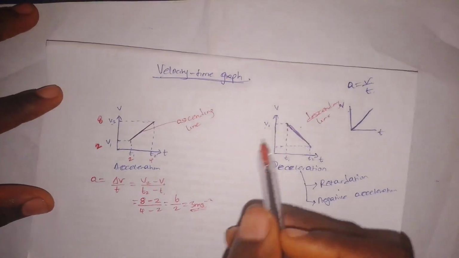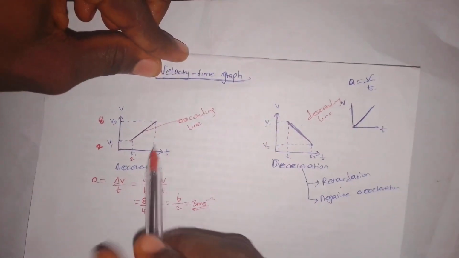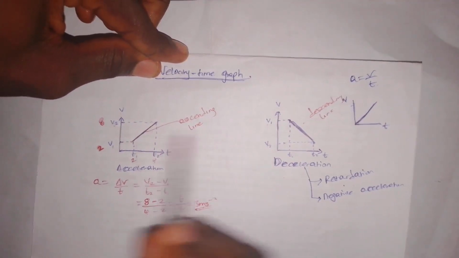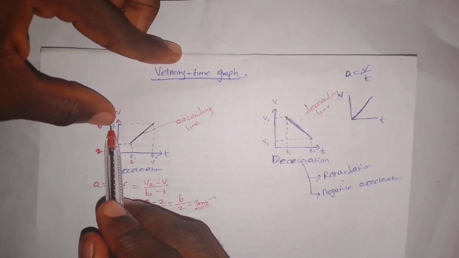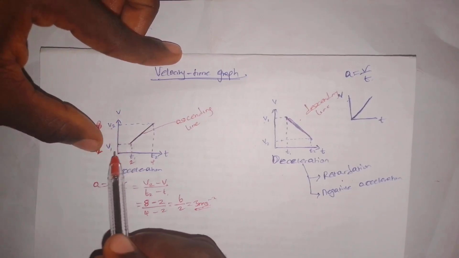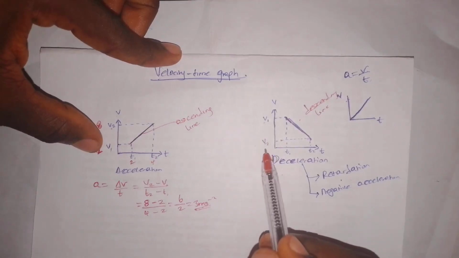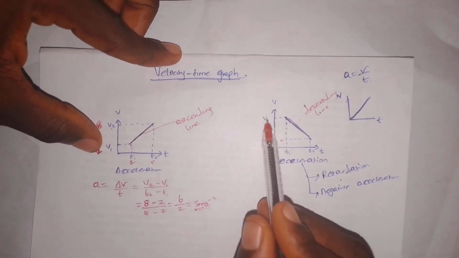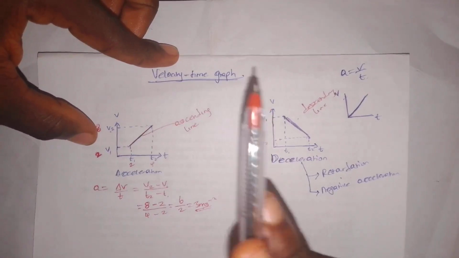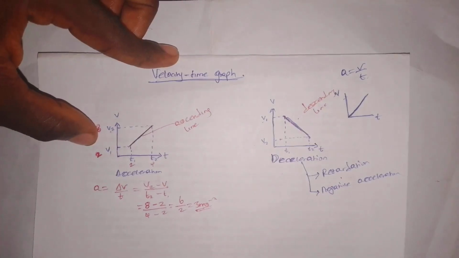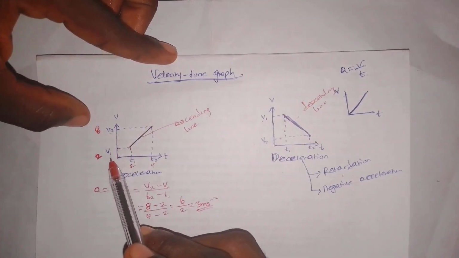Now remember, I told you guys that these two graphs are two different things. If you look at the first graph, you find out that V2 is higher than V1. If you look at the second one, V1 is higher than what? The V2. That is in deceleration. But in acceleration, V2 is higher than V1.